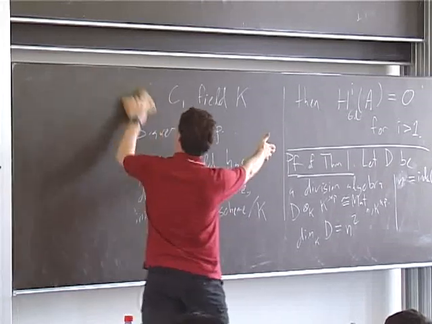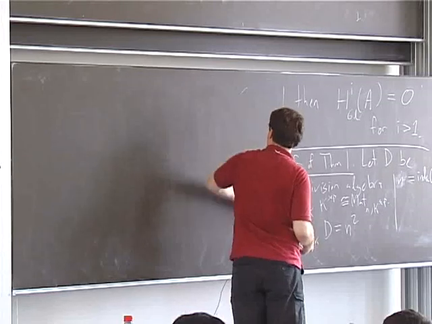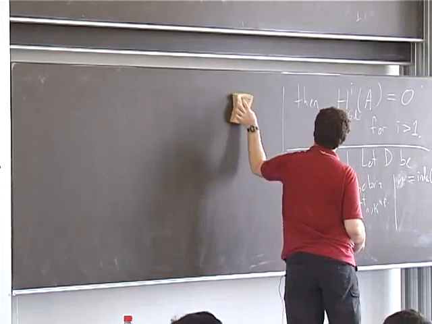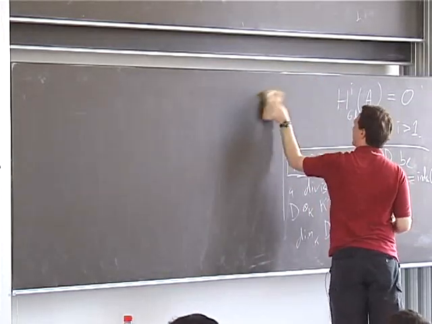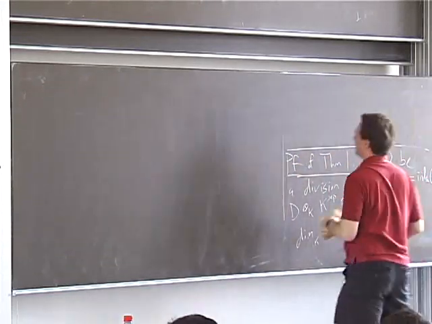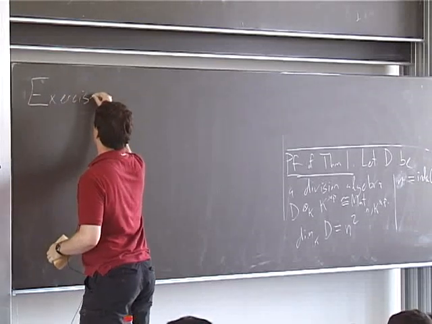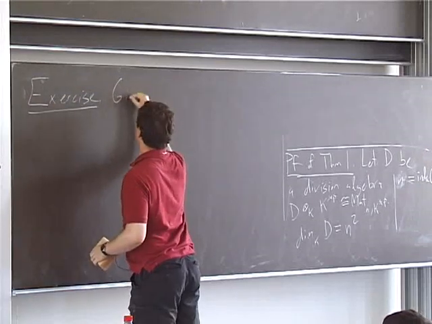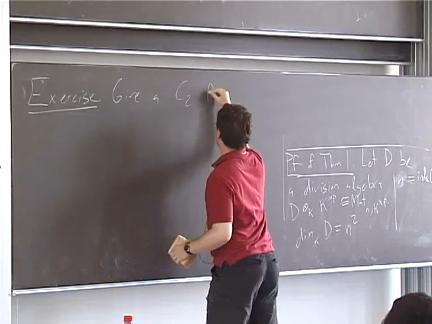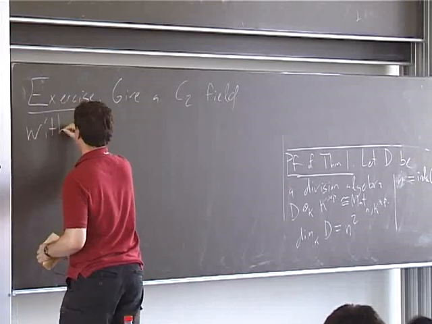There's another thing you could consider. This was a theorem about the Brauer group, what I'm erasing right now, but it's not going to be true if you consider C2 fields that the Brauer group is trivial. So that's a good exercise, similar to that other exercise: give a C2 field with nontrivial Brauer group.